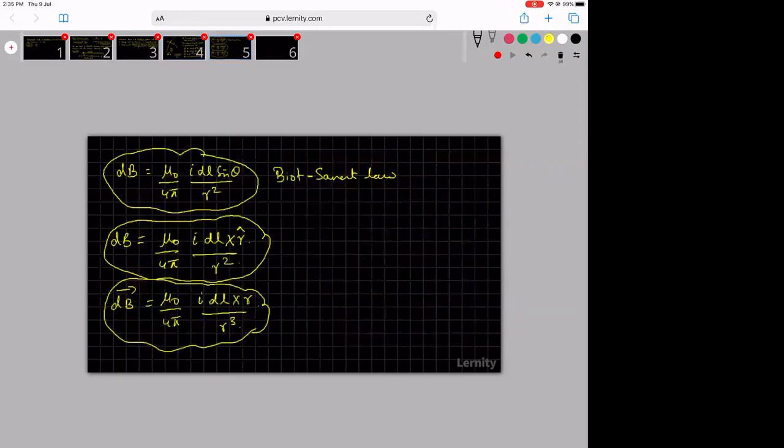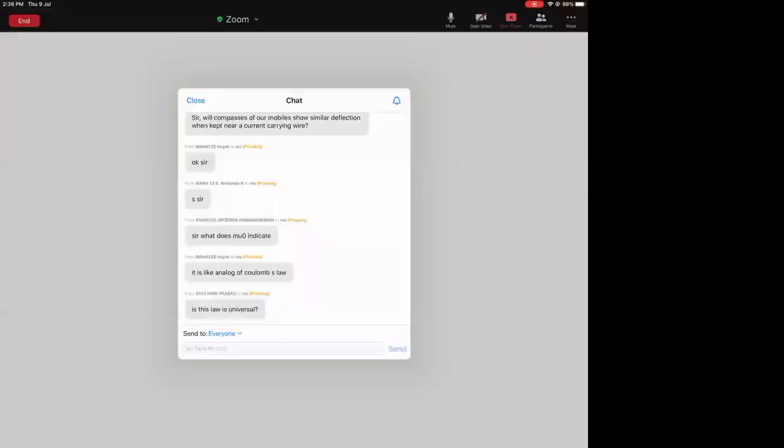Okay, so these are the different forms in which Biot-Savart law can be written. This is the scalar form. So this is the magnitude of the magnetic field. Now this will give you the direction of the magnetic field. This will give you both the direction and the magnitude of the magnetic field. So this whole concept of vector product is heavily used in the 12th standard. Calculus is also extremely used. Yes, this law is universal.